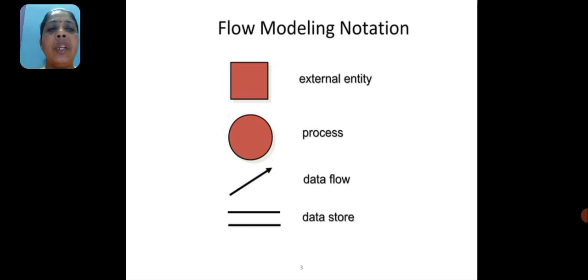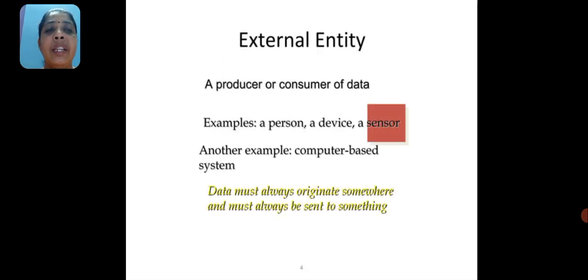Flow modeling notations: there are different symbols used for modeling. The first one represents the external entity, the second one represents the process, the third one represents the data flow, and the fourth one represents the data store, which is used to store information during the process. An external entity is like a resource where we start and where we send the information. The external entity is a producer or consumer of data. For example, it may be a person, a device, or a sensor.